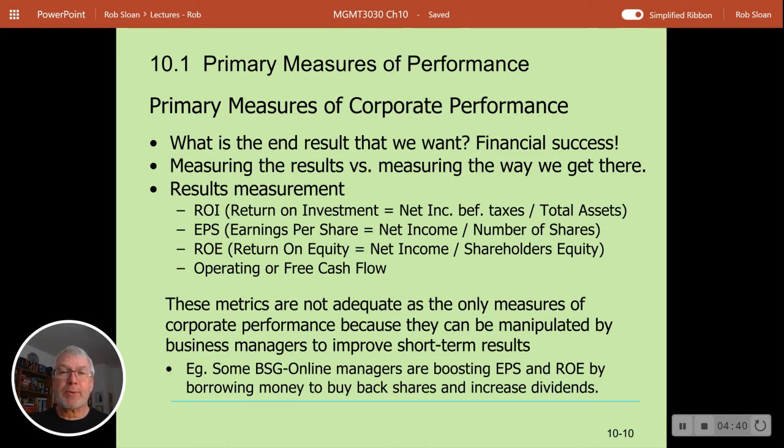Now, primary measures of corporate performance. What's the end result that we want? Ultimately, financial success. And so financial measures are extremely important. Return on investment, earnings per share, return on equity, operating free cash flow. And the kinds of measures that the accounting people and finance people are very comfortable with, but we know that they really don't tell us the whole story of the organization. When we think of the BSG simulation, you have four measures that are financial right now, and one that's a non-financial measure. So it's a bit biased in terms of finance, in terms of your performance.